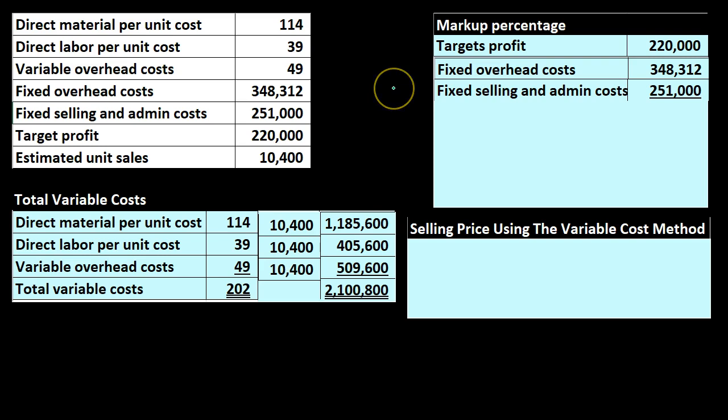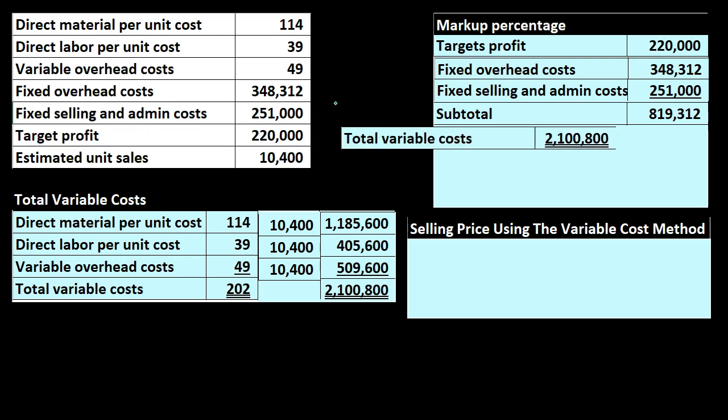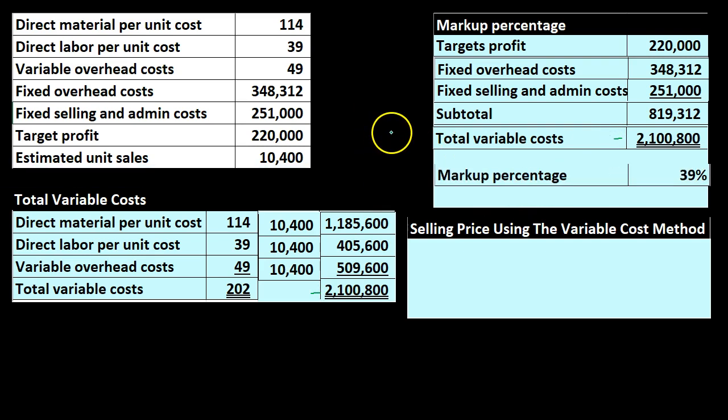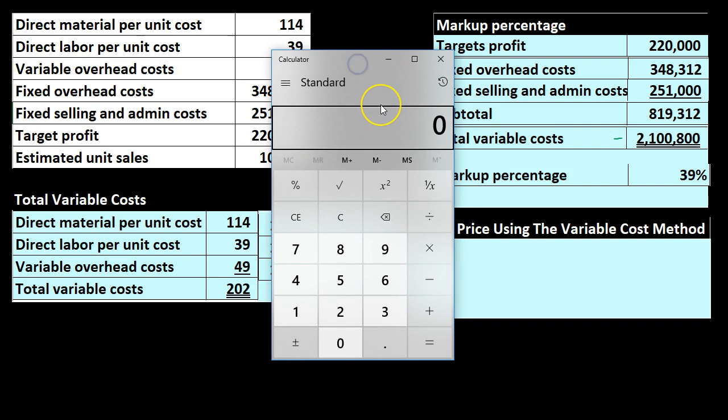So remember, that's going to be our target profit. That's what we want to make, the 220,000, plus the fixed costs, which we broke out to fixed overhead and selling and admin. That totals up to 819,312. We're going to take that amount and divide it by the total variable costs, which of course we calculated down here, and that's going to give us our markup percent. So in other words, we took the 819,312 divided by the 2,100,800, and we got something that's not even. So notice that it's about 39%. We have rounding involved there if we move the decimal over 2 places.